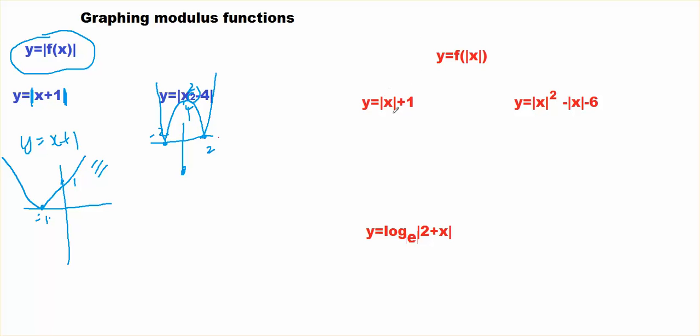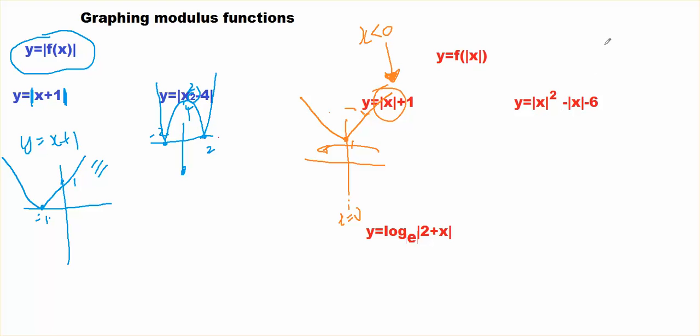What about where the modulus is inside here? I need to consider what values of x make that negative, and x less than 0 is where it's going to be negative. So if I consider the line y equals x plus 1, I go to there, and this gets reflected onto the other side. I end up with this as my graph. So over the line x equals 0, I have a reflection.